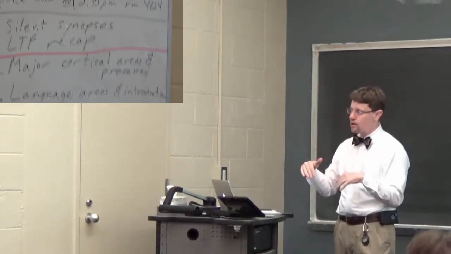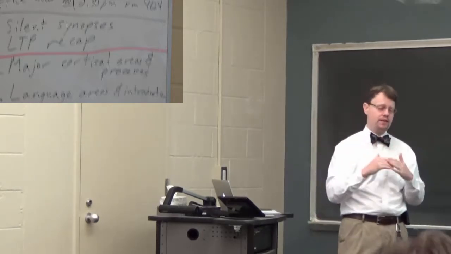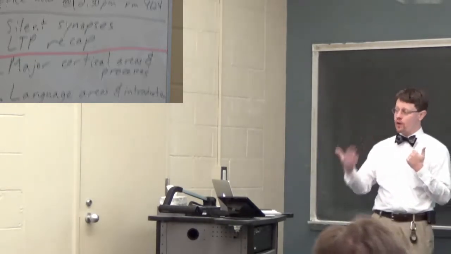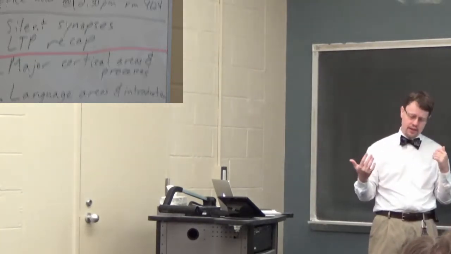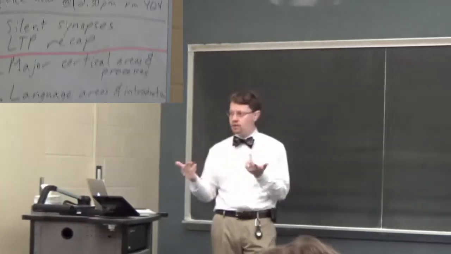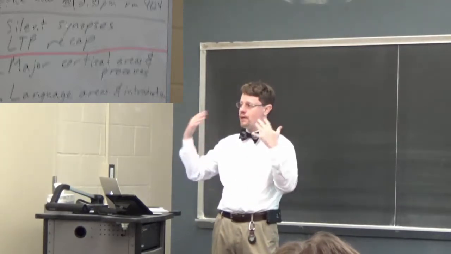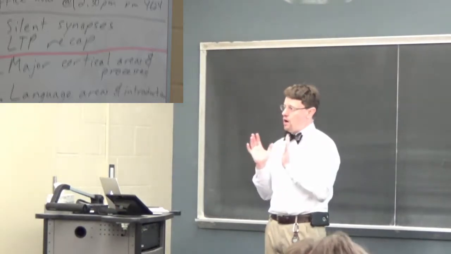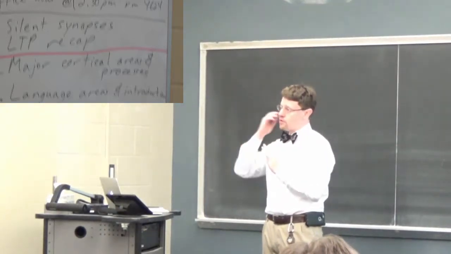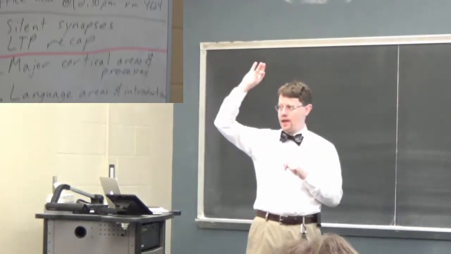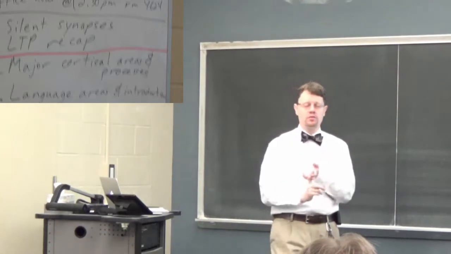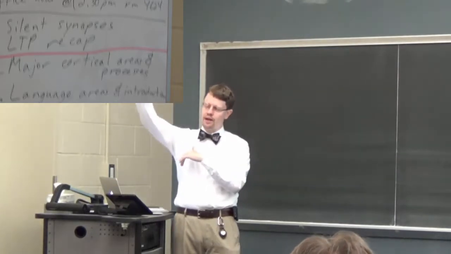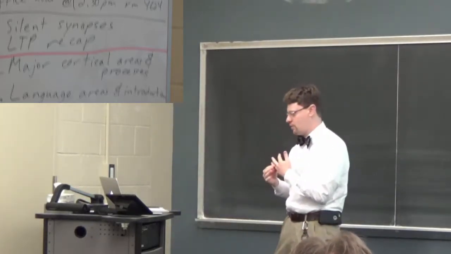So today, the plan is to finish up the stuff that is going to be covered on the exam for tomorrow, and then move on and introduce language processing. Before we get into language processing in particular, we're going to talk about major areas of cortex in general, the four main cortical lobes, and what they do. There's an outline up there of the plan for today, and the first two things, silent synapses and then a general recap of long-term potentiation, are stuff that is on the exam, and that's why there's a big red line, and below that is stuff that won't be on the exam for tomorrow.